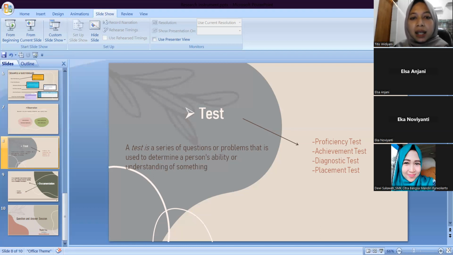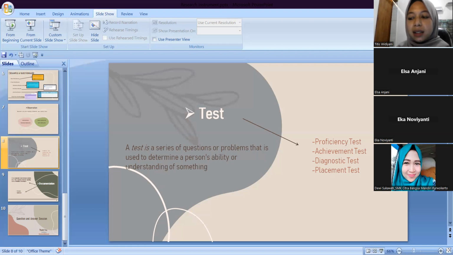Okay, there are some kinds of tests. The first is the proficiency test. This kind of test is used to measure a learner's level of language. So you can use a proficiency test. And the second, the achievement test, is the test that is used to develop skill or knowledge.